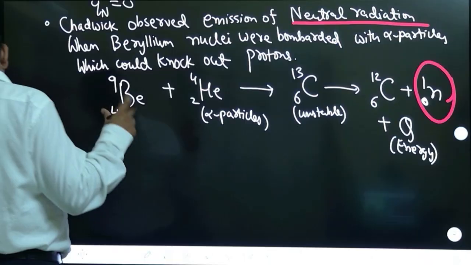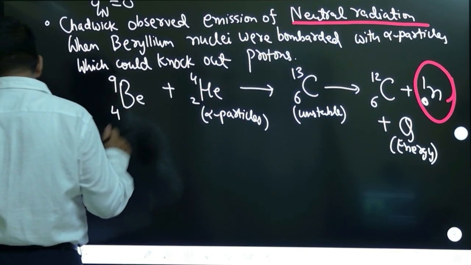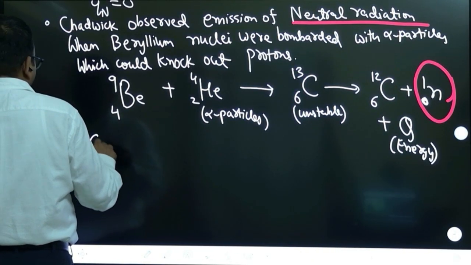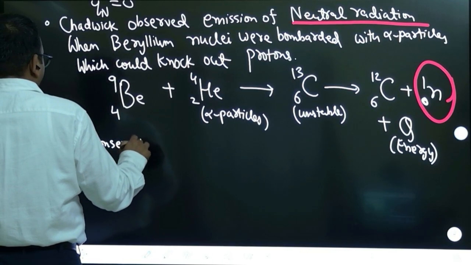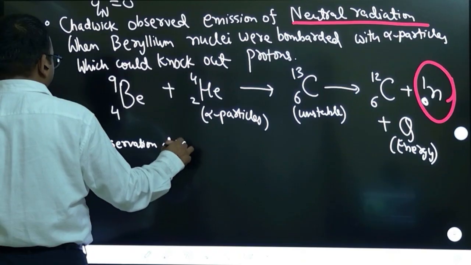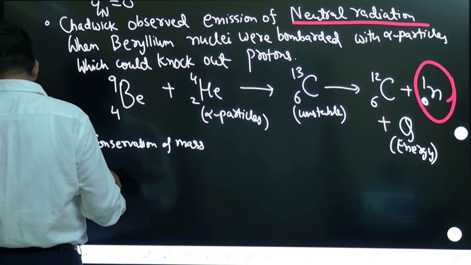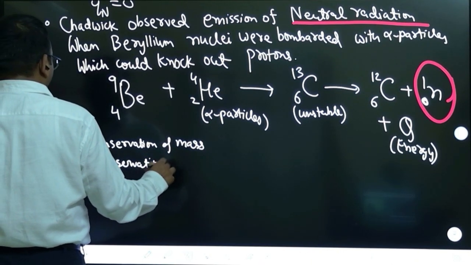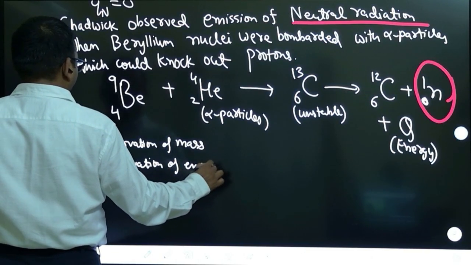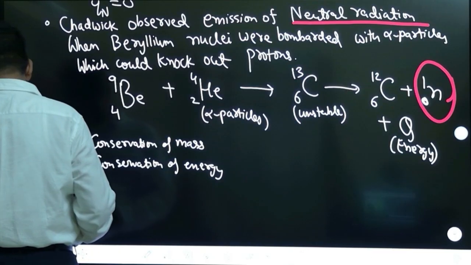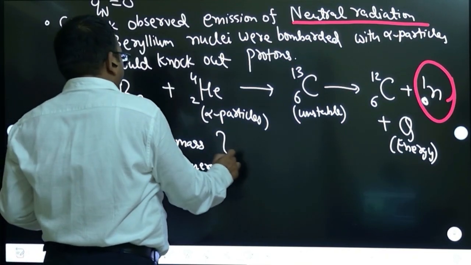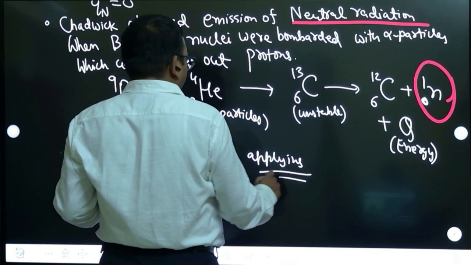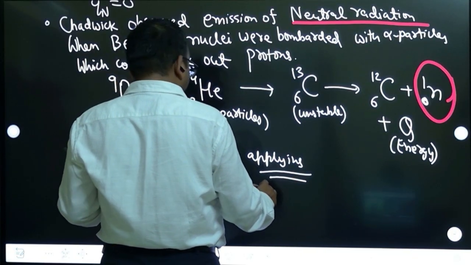So from there he could get the idea that it is made up of some particles. And he applied the conservation of mass idea. Then he applied conservation of energy. Conservation of mass, conservation of energy, he applied, and after applying this, he got the mass of neutron.